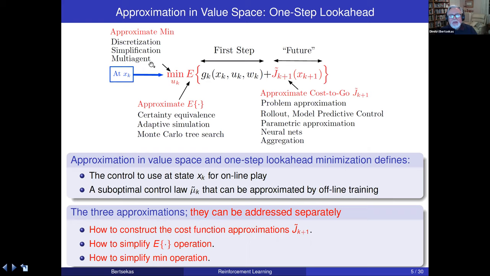Another possibility arises in multi-agent problems, which I talked about last time, where U consists of M components corresponding to M agents. Then instead of doing minimization over the joint choices of all the agents, we can have them choose one at a time. This simplifies the minimization a great deal. So that's approximation in value space with one-step lookahead, and the three basic issues that we have to face. A lot of our work is going to revolve around how you handle these issues.